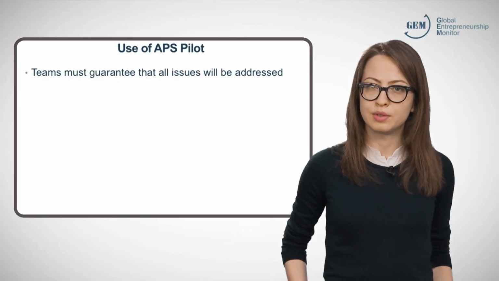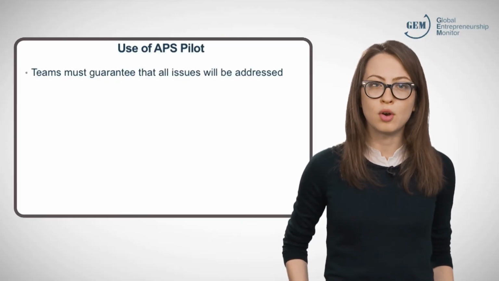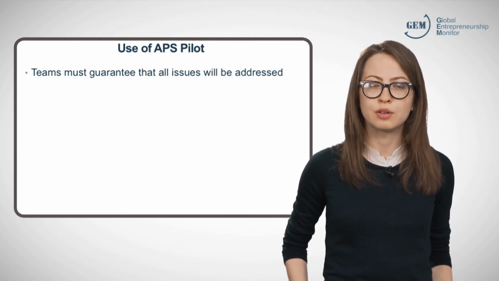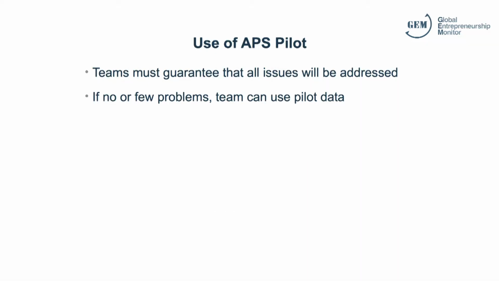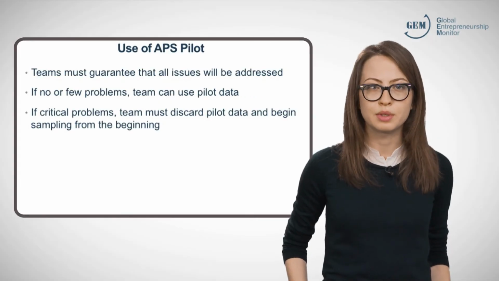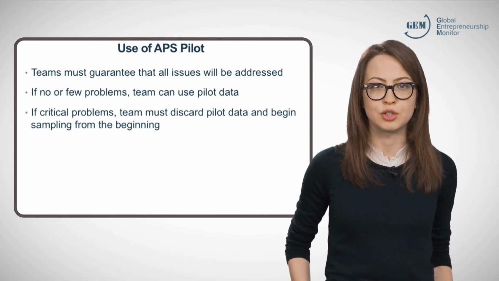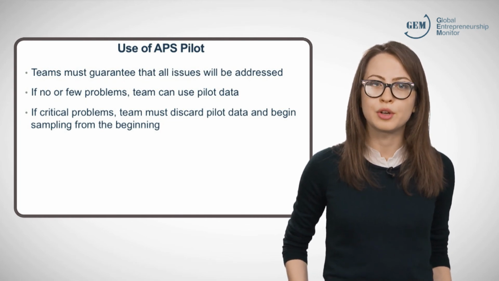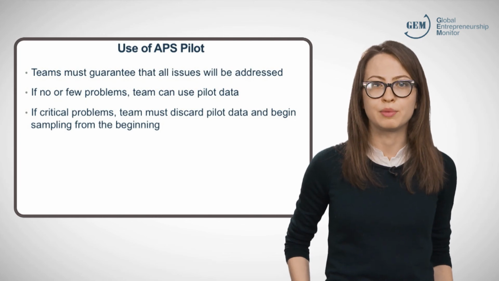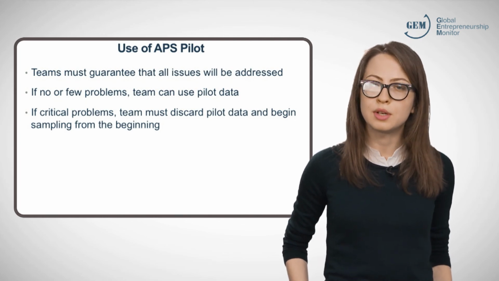Once the review is received, the national team must confirm that all the issues will be addressed in the remainder of data collection. If there are no or few problems, the team can incorporate their pilot cases into the final sample. So if 100 cases are collected, you will only need to collect 1,900 more to achieve the 2,000 person minimum. If there are any critical problems, such as missing data or indications of incorrectly implemented sampling methodology, the national team will have to discard the collected data and begin sampling from zero, making whatever adjustments are necessary to avoid the same errors.